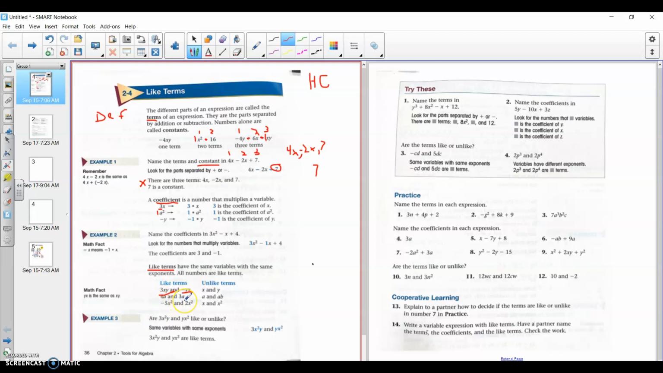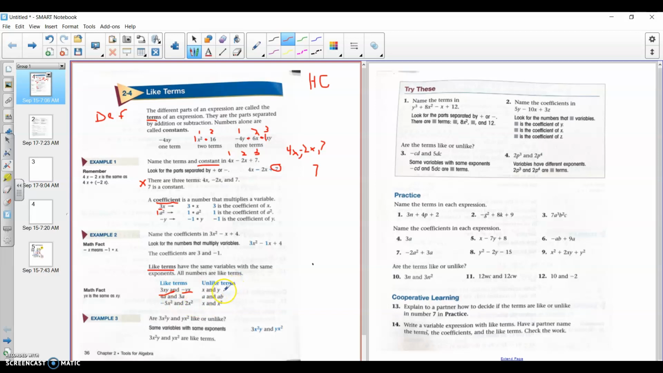4a and 3a below it, same thing. Let's say 4 suckers and 3 suckers. You can combine those. Those are like terms. -5x squared and 2x squared. Again, we're looking at the variable and the exponents. If they are the same, then you have the same product. So we have a Tootsie Roll, -5 Tootsie Roll, and a 2 Tootsie Roll.